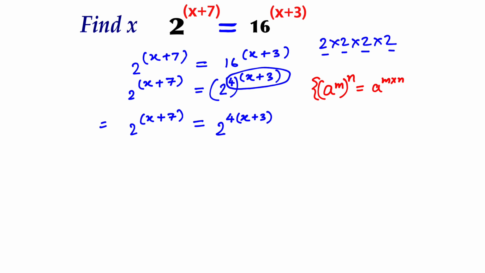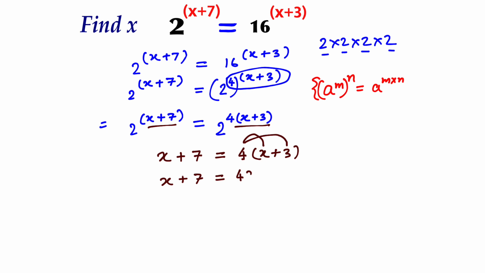Now since the bases are equal, you can see both the sides the base is 2, which gives that the exponents are equal because the bases are equal. So then we have x plus 7 is equal to 4 multiplied by x plus 3. Now on the left hand side it is x plus 7. On the right hand side we'll multiply this 4 by x and then we'll multiply 4 by 3. So we'll write 4 into x, 4x, and then we have plus sign, and 4 3s are 12.